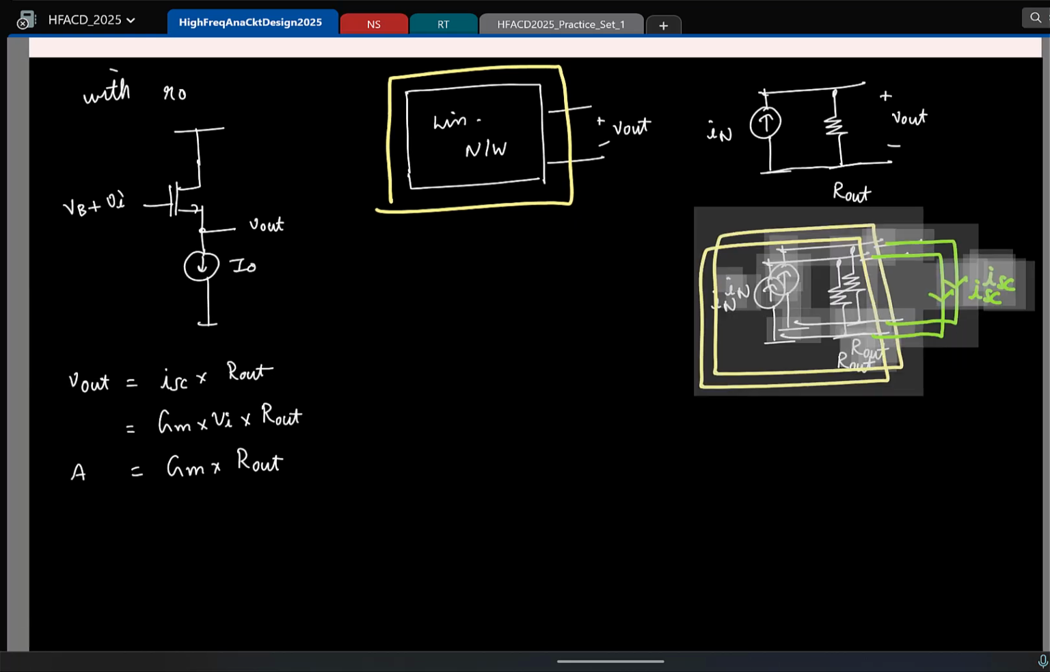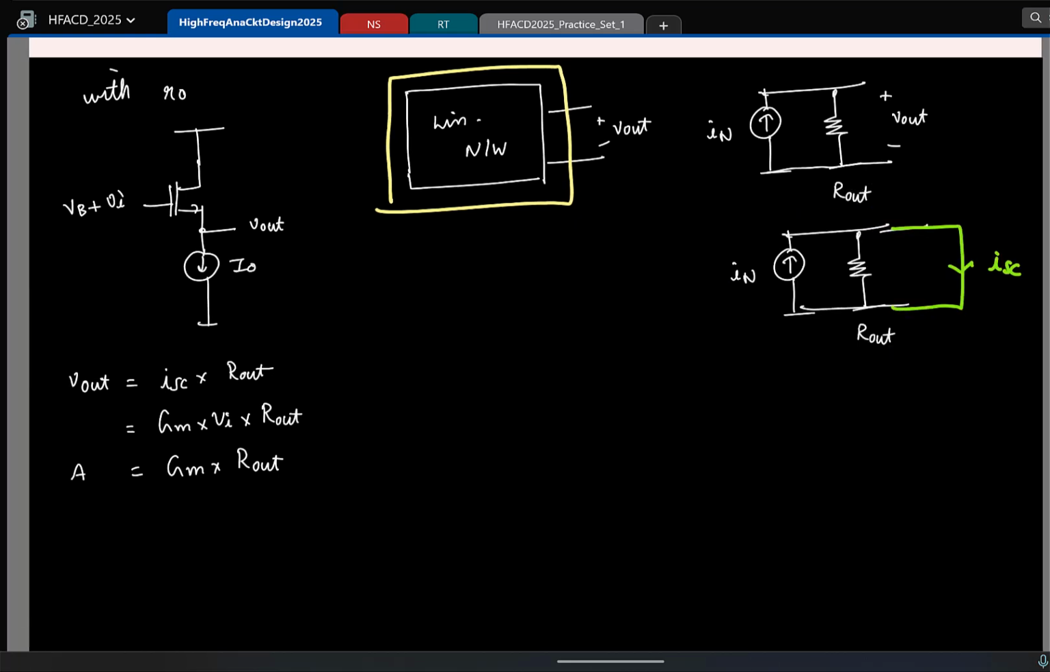Let me move it up. But this is the principle. In any linear network, you can find the voltages like this. Just model it as a Norton equivalent. Find the short circuit Gm, the output resistance. Take the product, that gives the voltage gain. Again, that is assuming my input is voltage, output is voltage.